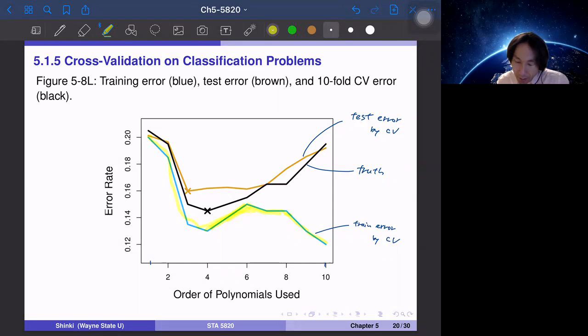And the test error is going up from maybe 3 to 4. Actually the truth is best at k equal to 4, but k equal to 3 has the smallest test error. So if we use cross-validation, we choose k equal to 3. It's not exactly correct, but it's close to the truth, k equal to 4.